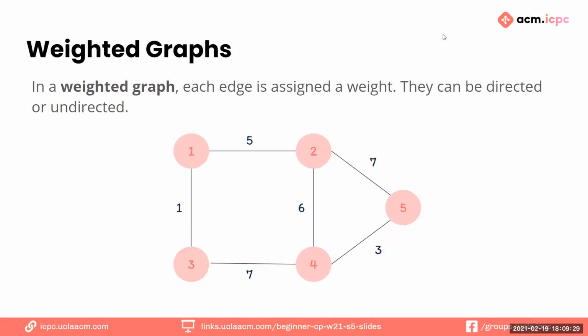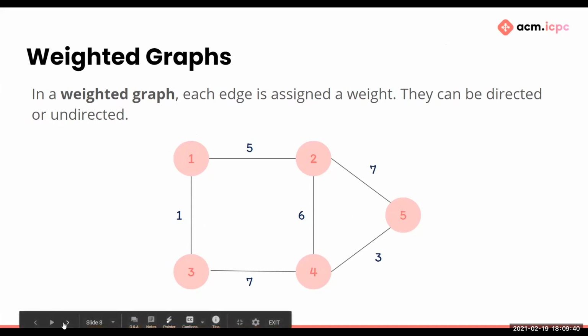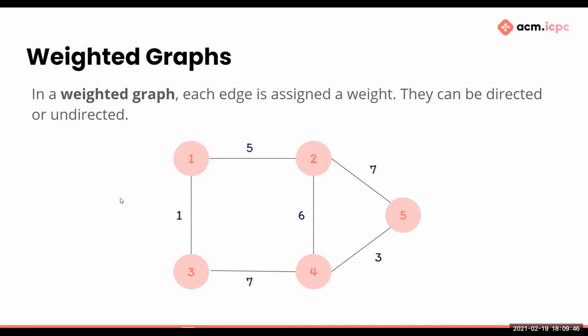Okay, and there's also the idea of a weighted graph. This was mentioned in the last presentation. However, it's going to play a really big role in today's workshop. So in a weighted graph, each edge is assigned a weight, and they can be directed or undirected, but the important thing is the weight of the edge. Edges store a bit of extra information. They have a number associated with them, which is the weight. And this extra information we may want in certain types of graphs, as you'll see today.